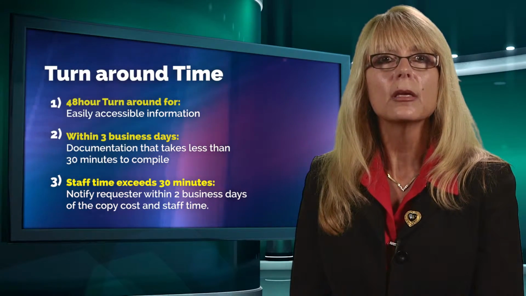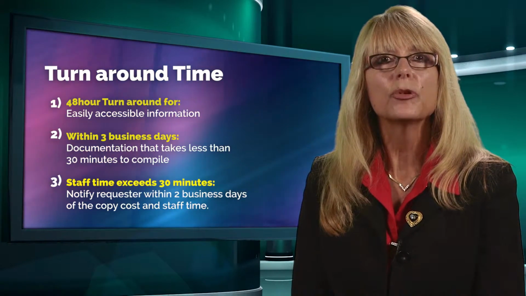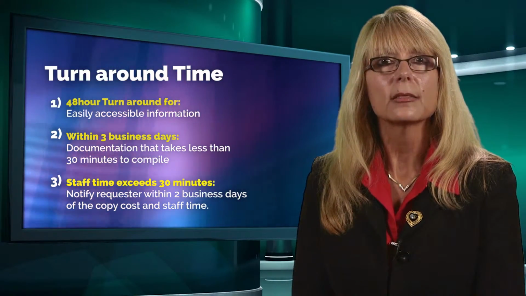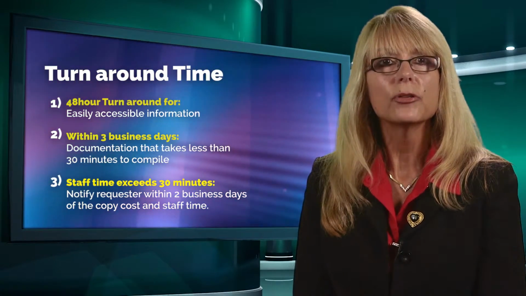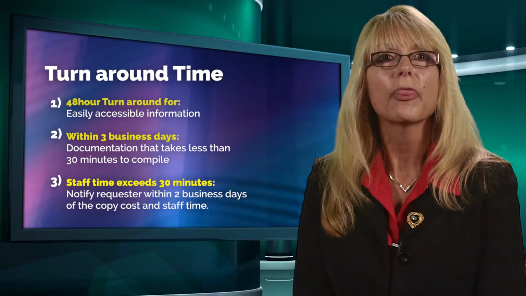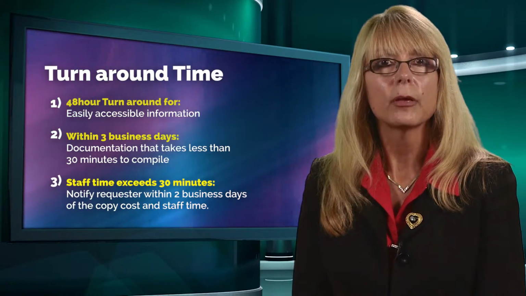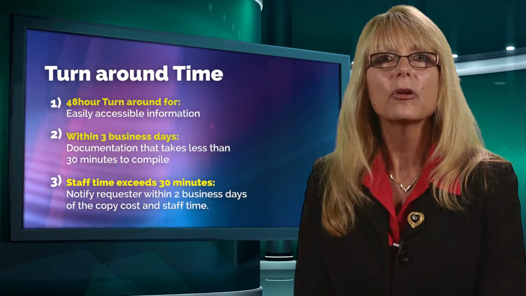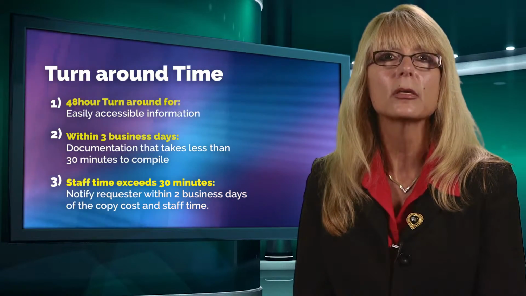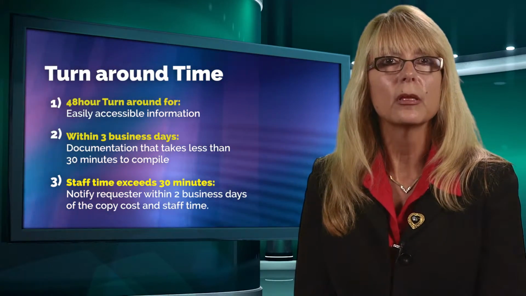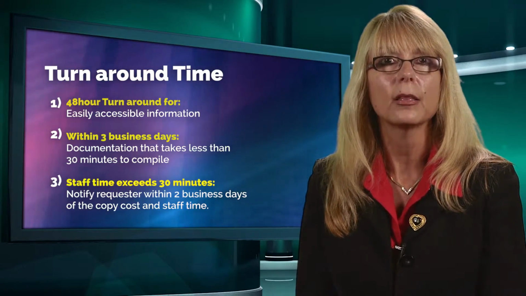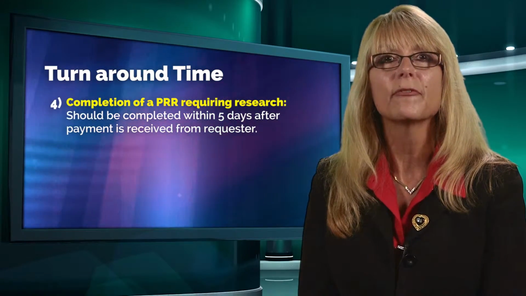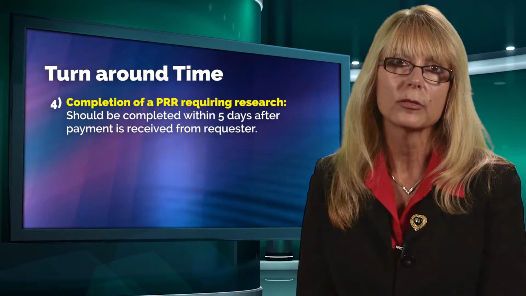1. For easily accessible information, the record should be produced within 48 hours. 2. For documentation that takes less than 30 minutes to compile, the record should be provided to the requester within 3 business days. 3. If research is involved and staff time exceeds 30 minutes, notify the requester within 2 business days of the copy cost and staff time. Refer to Exhibit B in the Administrative Policies and Procedures Manual for payment guidelines. 4. Completion of a PRR requiring research should be completed within 5 days after payment is received from the requester.